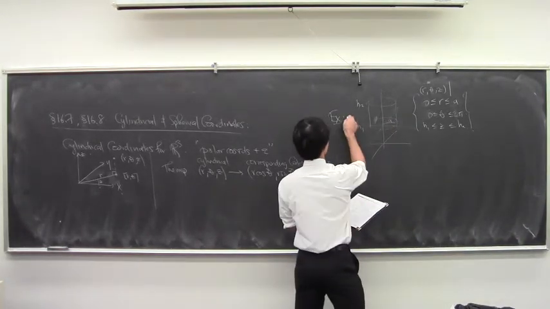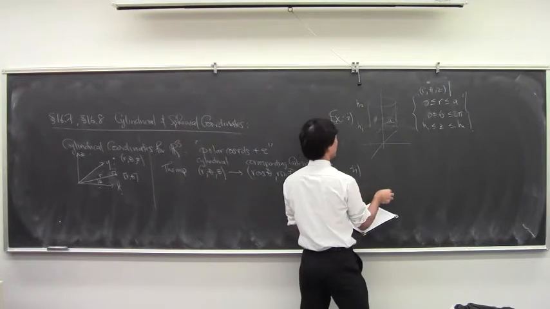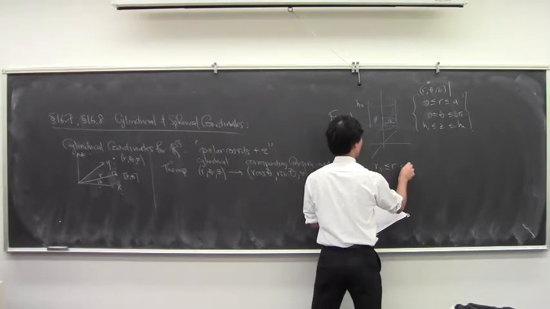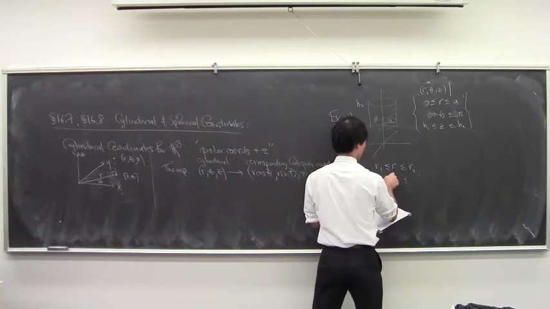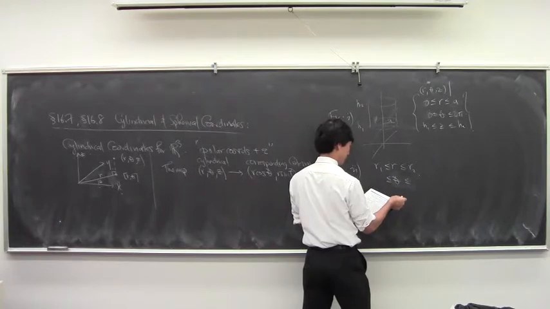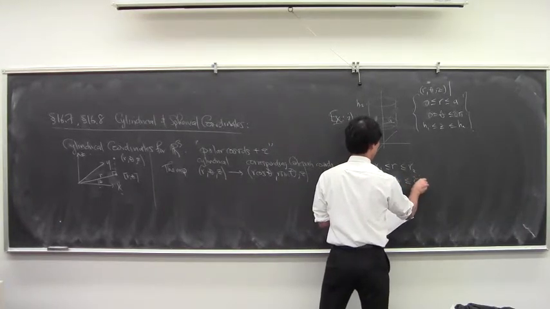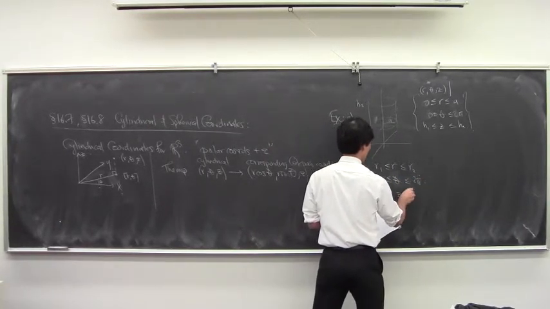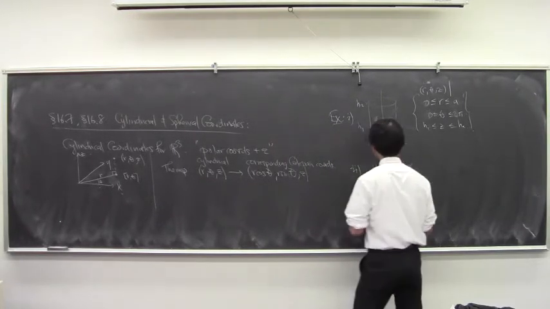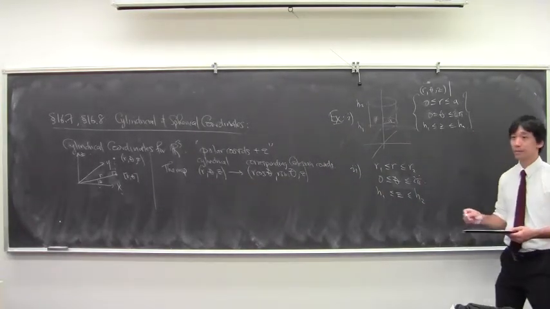Similarly, so that's example 1, example 2, right? If you have r going from r1 to r2, theta going from, say, 0 to 2 pi again, and z going from h1 to h2, then what kind of an object is described by this?